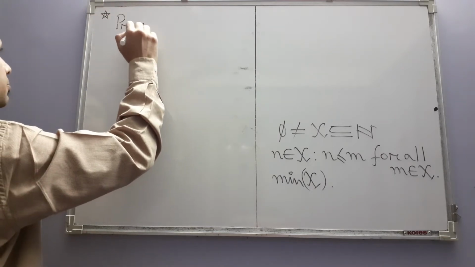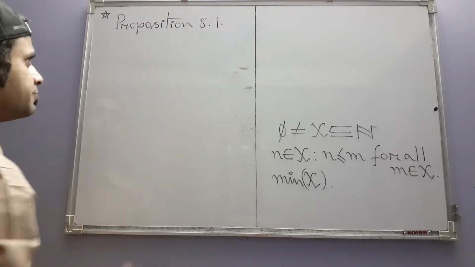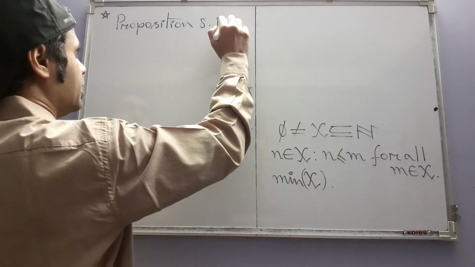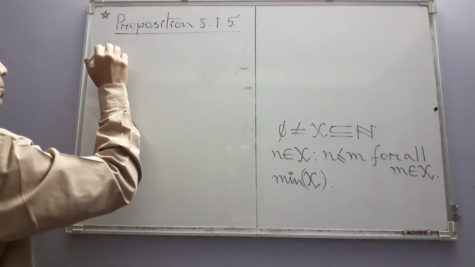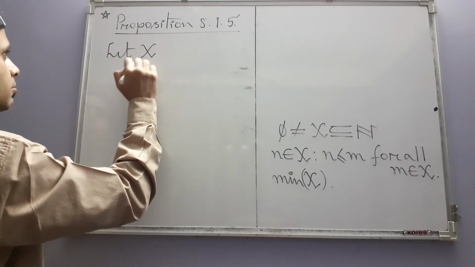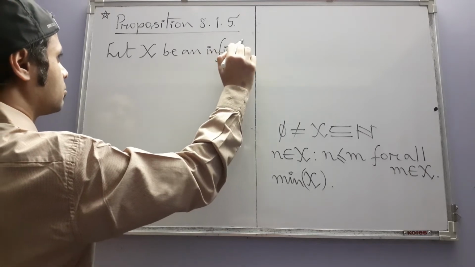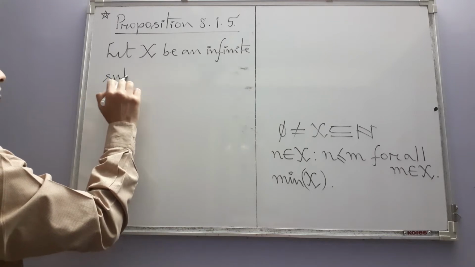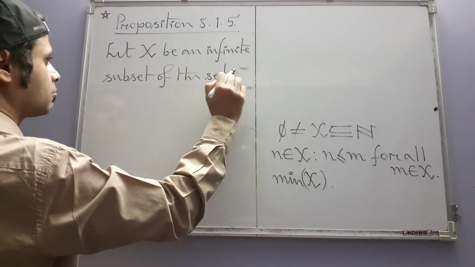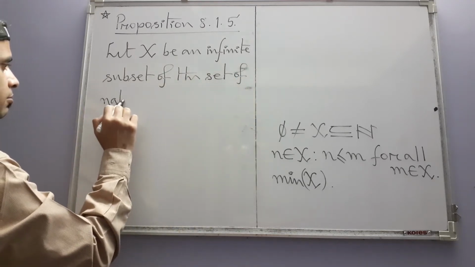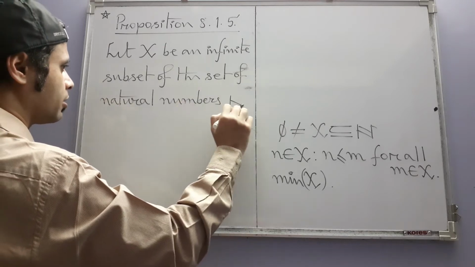So this is the next result. It's proposition 5.8.15, and its statement goes like this: let X be an infinite subset of the set of natural numbers N.